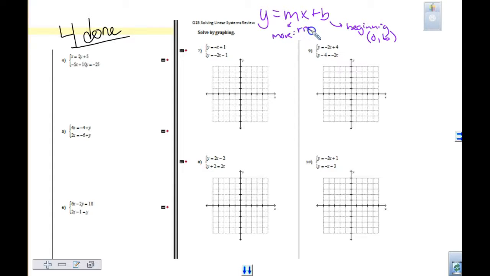And the m is telling us how to move, and it should always be a fraction, rise over run. The other thing I might put with this is that a positive slope, m, always goes up to the right, and a negative slope, thinking about that frown face, goes down.